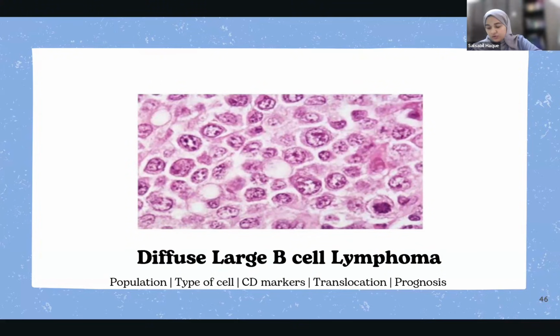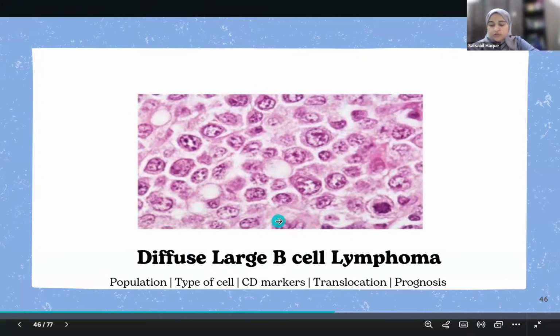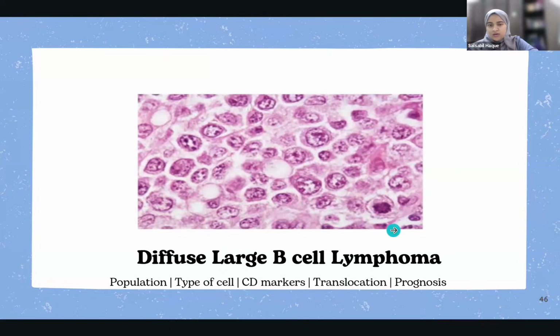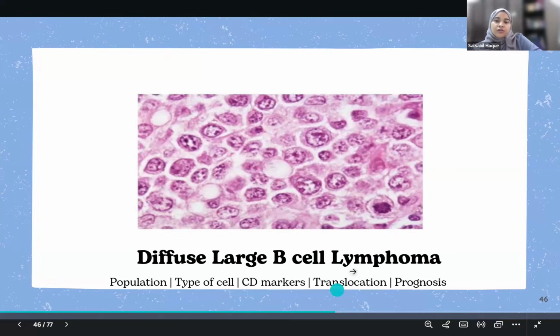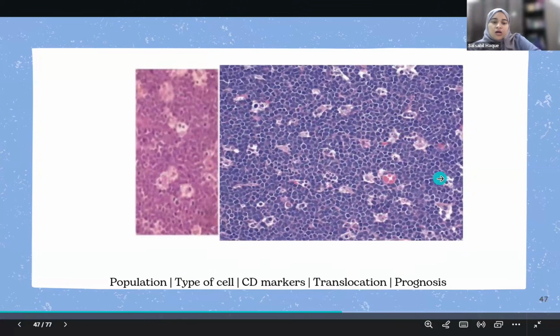The population is that it can affect any age groups, right? Both age groups. And as it's B-cell, you think about B-cell markers. So 19, 20, and also CD45. Okay, no specific translocation here. It can be an end product of a lot of other lymphomas. And prognosis, bad. Bad prognosis. It's an aggressive disease.